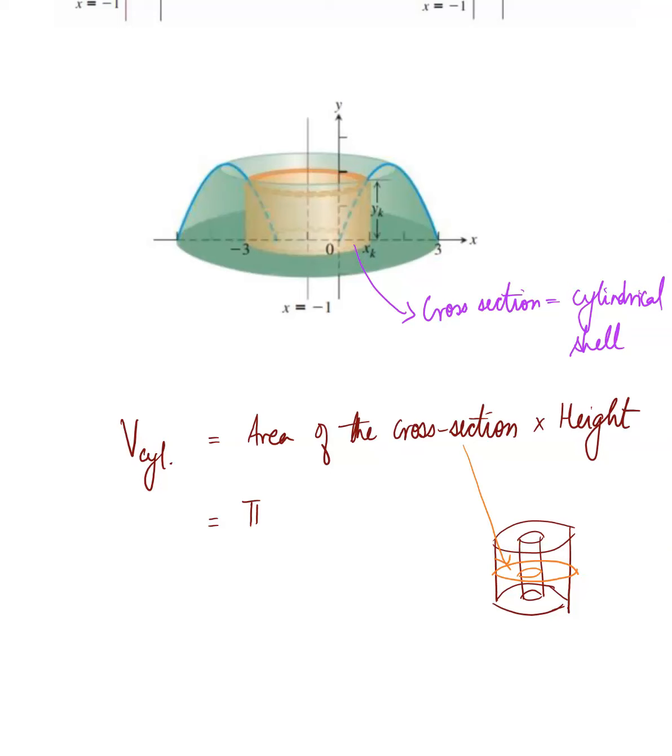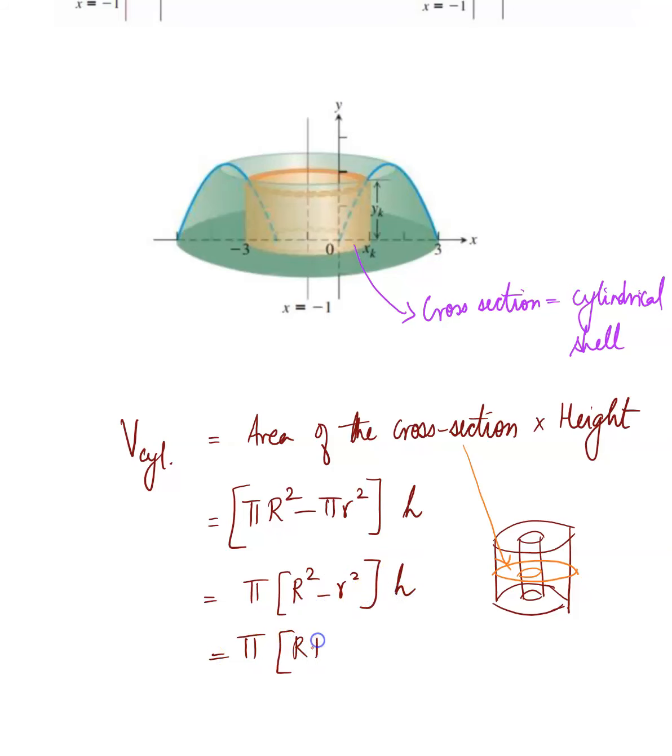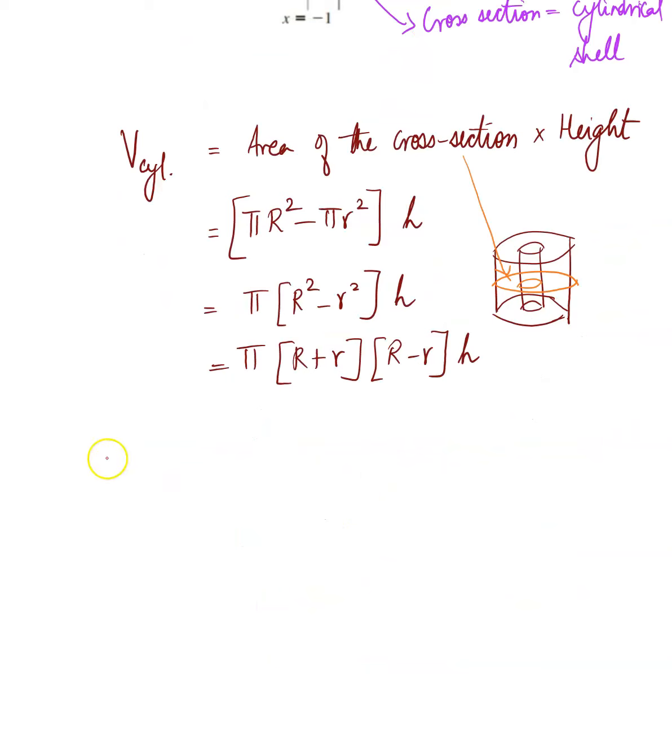So if it's a washer, it's the outer area minus the inner. So let's call capital R the outer radius and small r the inner radius, times h. Just pi times R squared minus r squared times h. I'm sorry, R plus small r and capital R minus small r. Difference of squares. So the volume of one cylindrical shell comes out as pi times (R plus r) times (R minus r) times h.